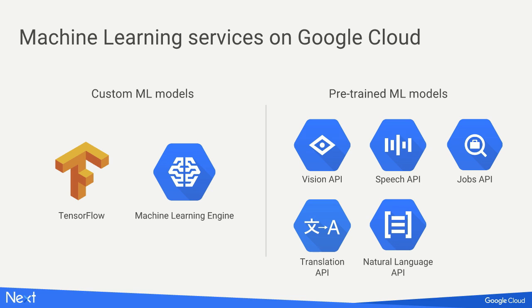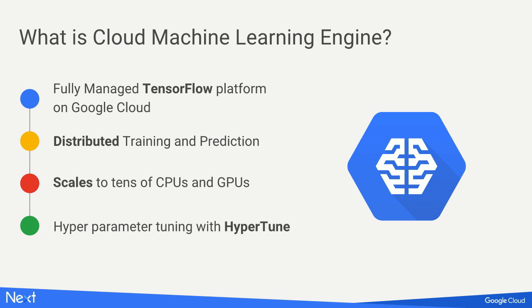So if you send your image of a cat to the Vision API, you'll receive labels such as cat instantly. Or if you want to solve your own problem with your own training data, then we recommend you build your own neural network definition with TensorFlow and train it by using the ML Engine. That provides the fully managed distributed training model for you. So Cloud ML Engine is a fully managed TensorFlow platform for Google Cloud. It provides the distributed training and prediction model, and it scales to tens of CPUs and GPUs.